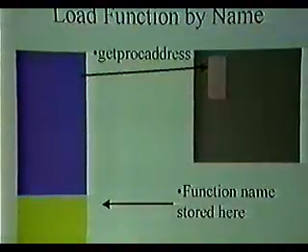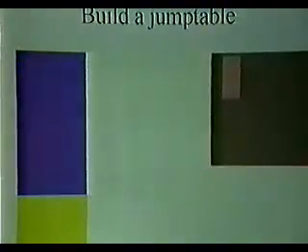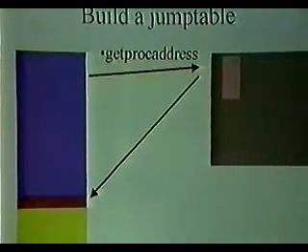Okay, so this was the slide you saw. You call GetProcAddress, passing it the ASCII of the function name you want to load. Now, this is called building a jump table. We do the same thing, GetProcAddress. When we get the address, we store it away for later. And we do this for all the functions we're planning on using.